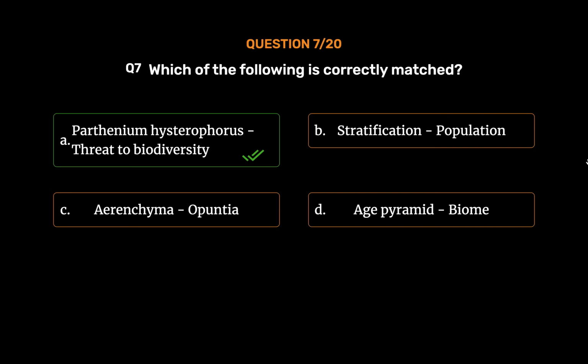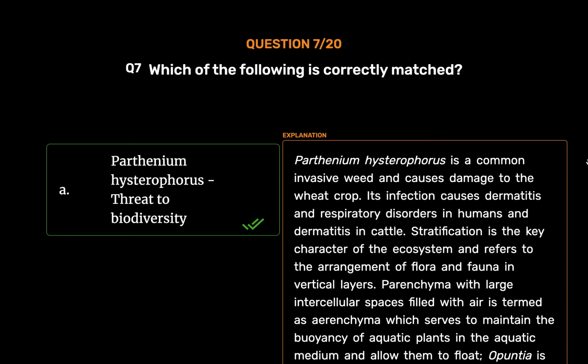Parthenium hysterophorus. Threat to biodiversity. Parthenium hysterophorus is a common invasive weed and causes damage to the wheat crop. Its infection causes dermatitis and respiratory disorders in humans and dermatitis in cattle.